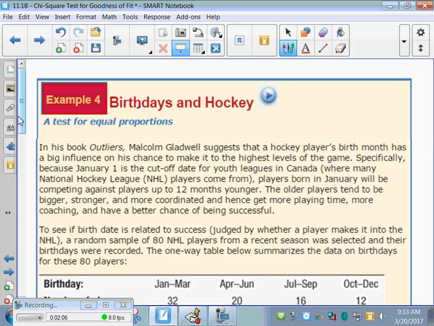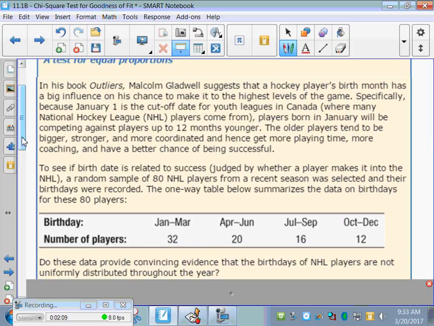So here we go. In his book Outliers, Malcolm Gladwell suggests that a hockey player's birth month has a big influence on his chance to make it to the highest levels of the game. Specifically, because January 1st is the cutoff date for youth leagues in Canada, where many National Hockey League players come from, players born in January will be competing against players up to 12 months younger. So who has the advantage? The older kids have the advantage, right? Because they're probably bigger. So the older players tend to be bigger, stronger, and more coordinated, and hence get more playing time, more coaching, and have a better chance of being successful.